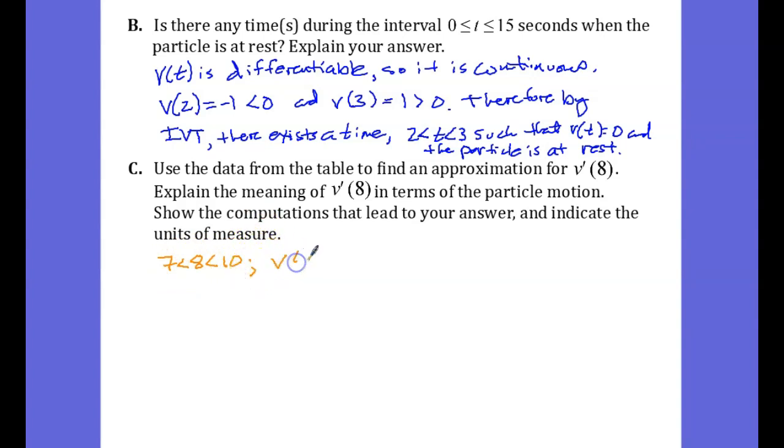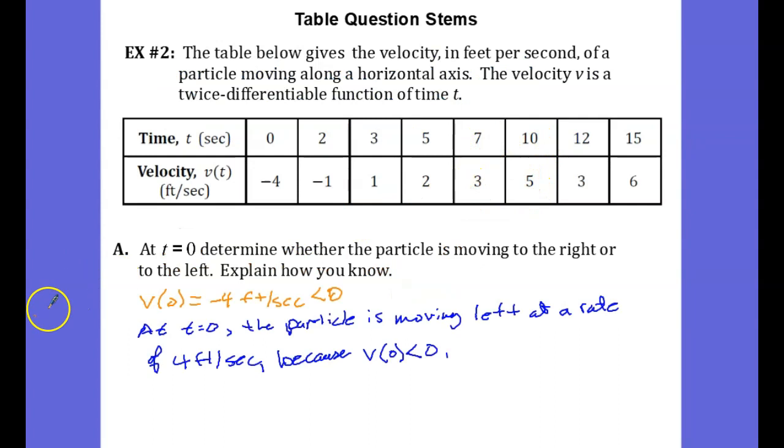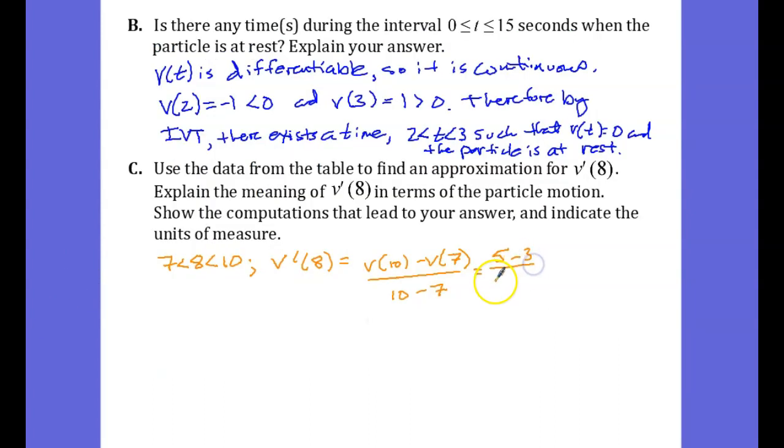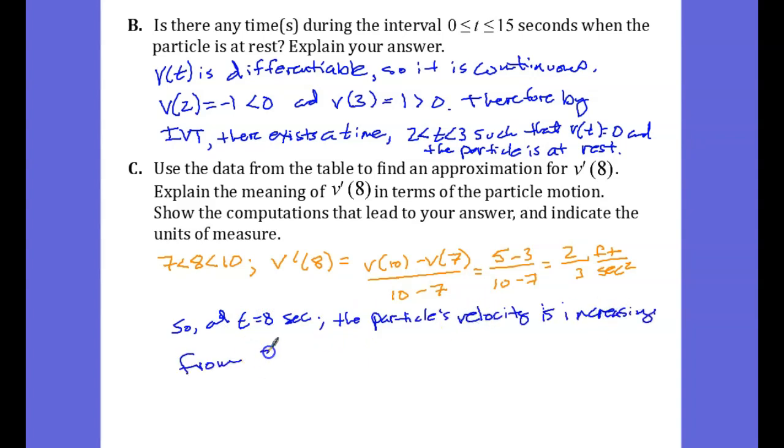And now we can find the average rate of change. V prime of 8 is equal to v of 10 minus v of 7 divided by 10 minus 7. Now, v of 10 was 5, v of 7 was 3. 5 minus 3 over 10 minus 7, and we have 2 over 3. And our units are going to be feet per second squared. Okay, so let's write up our conclusion. So at t equals 8 seconds, the particle's velocity is increasing from 7 feet per second to 10 feet per second.